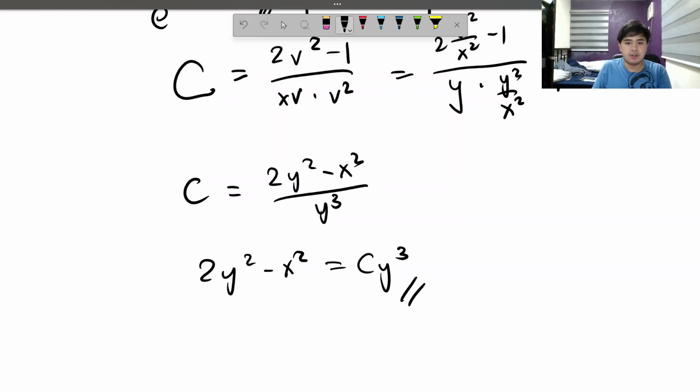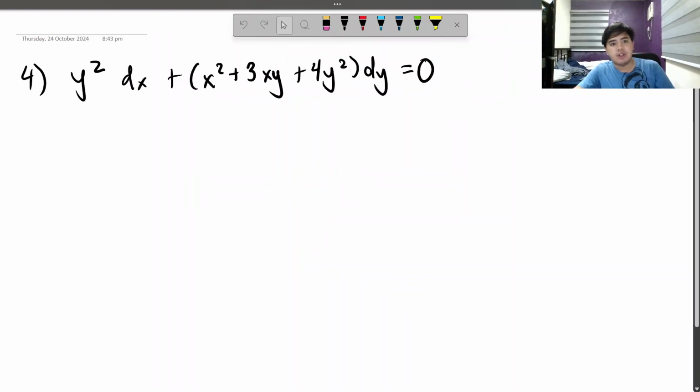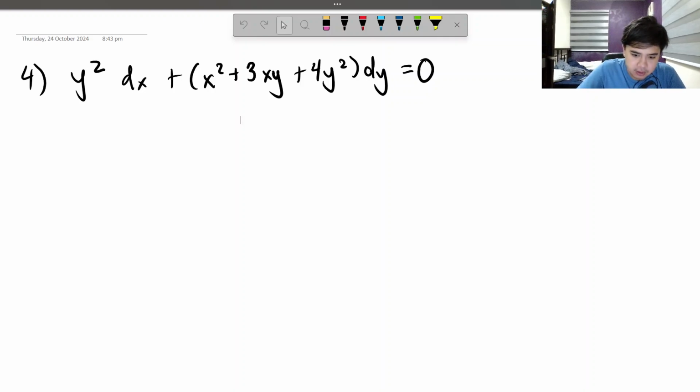This is a single line solution, which is usually prettier looking. So we're going to be using that. Number four, y squared dx plus x squared plus 3xy plus 4y squared dy equals 0. Is this separable? No. Is this homogeneous? It looks homogeneous. So let's give it a try.